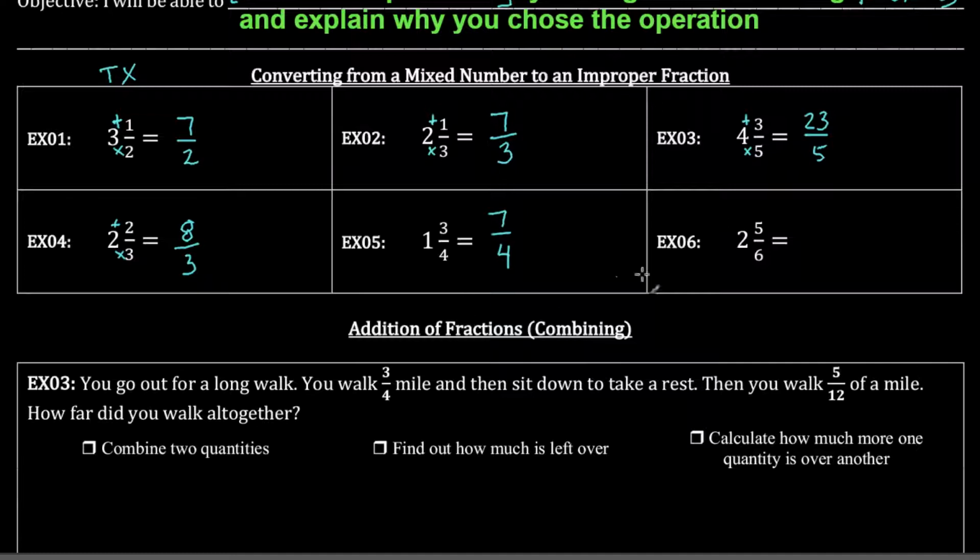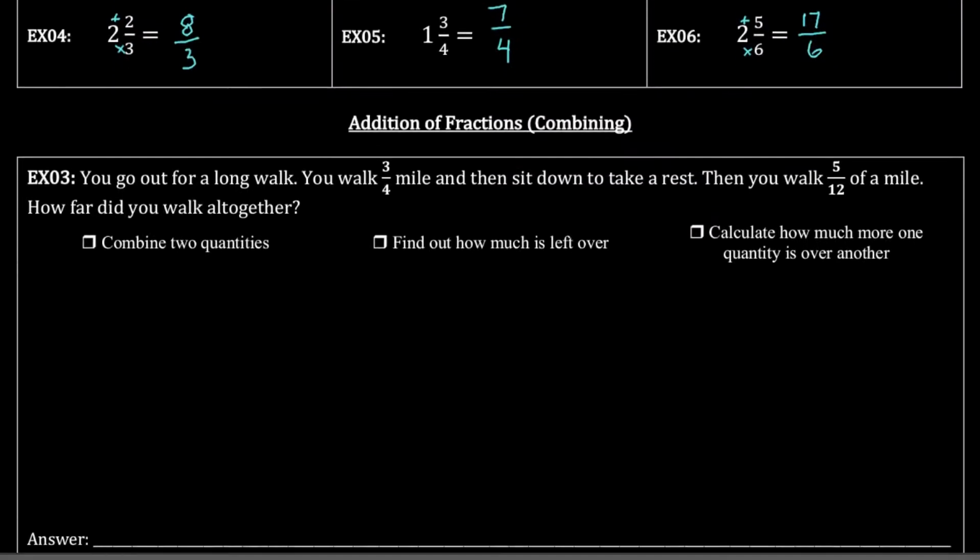Oh, another 7. And Texas method, 6 times 2 is 12. 12 plus 5 is 17. So 2 and 5/6 is 17 sixths. Basically, all we did is change our mixed numbers to improper fractions. Let's go ahead, because we're going to need that.